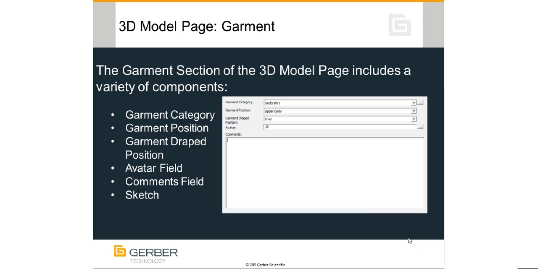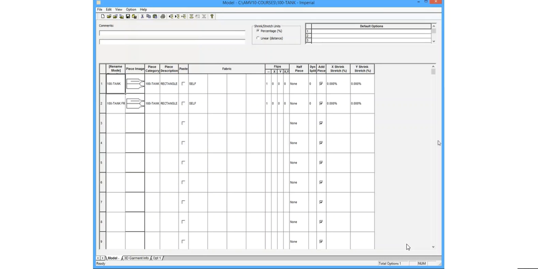Now, click the button at the bottom of your screen to see a demonstration. The information in the garment section identifies the general placement of the garment in relation to a specific avatar. Additional information such as garment category, comments, and sketches can be added to enhance the production workflow.